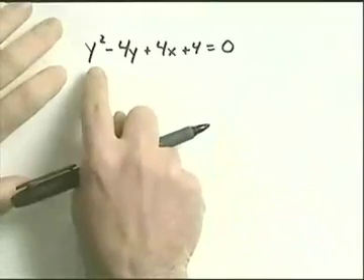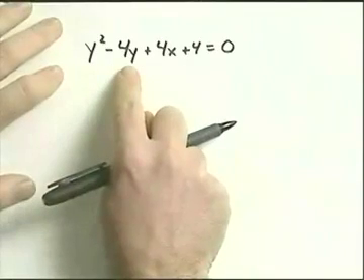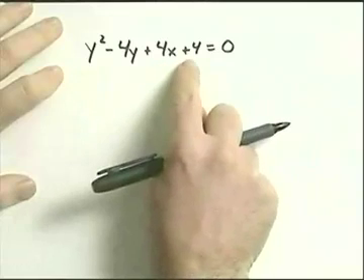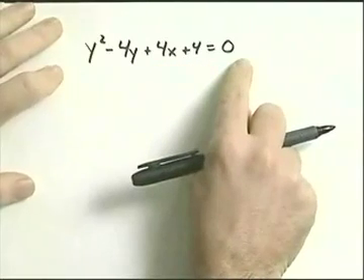I'm now going to give you an equation, and from the equation we're going to identify the vertex, focus, and directrix of the parabola, and then we're going to graph the parabola. The parabola's equation is y squared minus 4y plus 4x plus 4 equals 0.